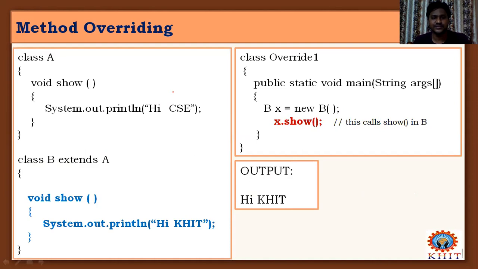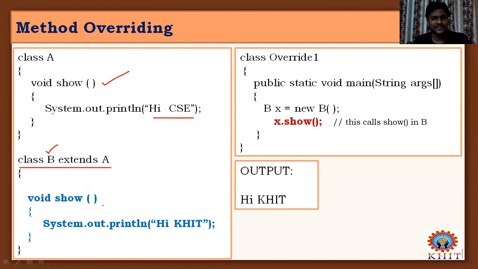Coming to an example, how method overriding can be achieved in a class hierarchy. This is the first case. Class A has one method, show, displaying a statement like "hi CSC". This is the behavior of class A. Then a subclass is defined, B, extending the existing class A. Now B is a subclass and A is a superclass. This inheritance is achieved. One class hierarchy is created here.